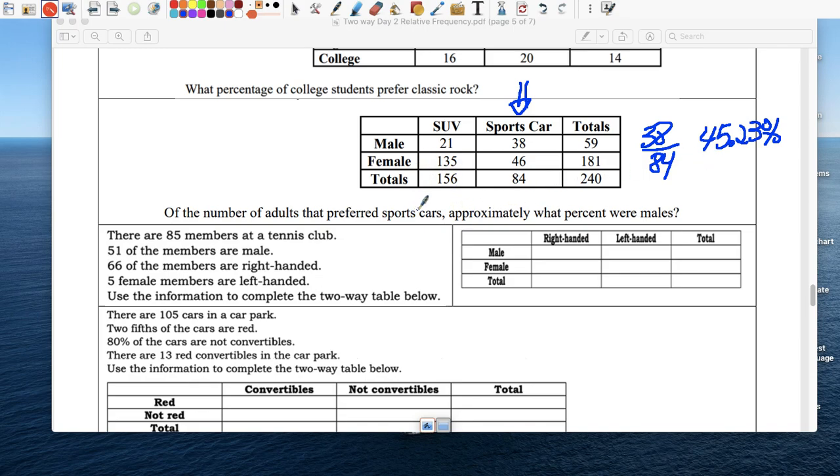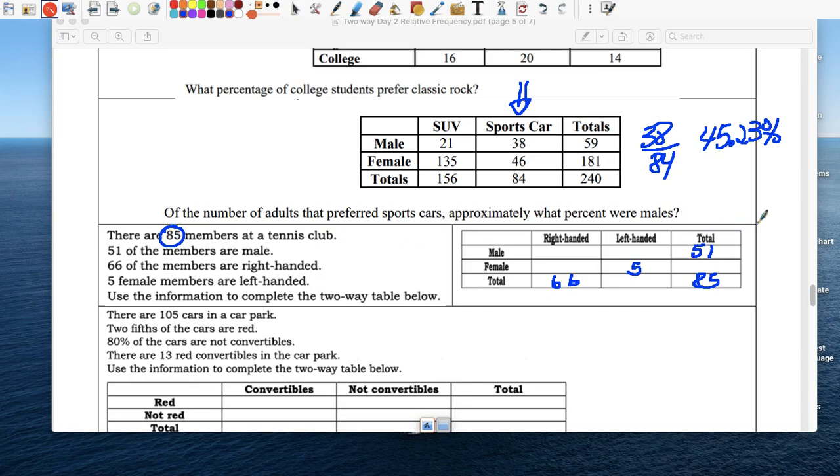Okay. Well, at least the next one, they give us a table. So 51 members are male. So I'll write 51 right here. 66 of the members are right-handed. Right here. It doesn't say if it's female or male. That's a total. 5 females are left-handed. So that's over here. And use the information to complete. And there were 85 members in total. So that's the one that's very important.